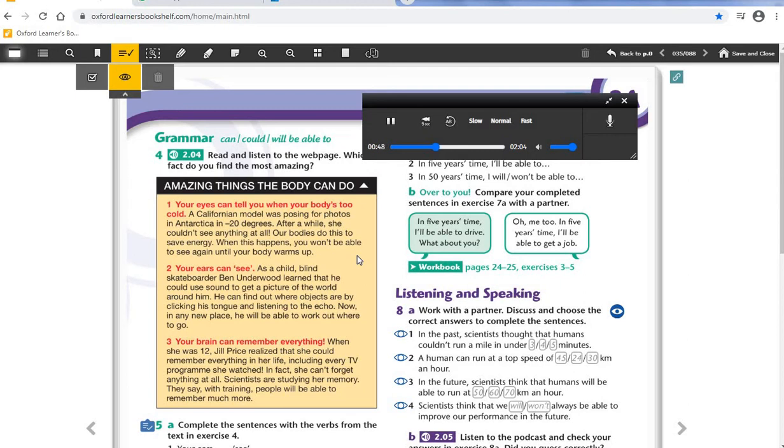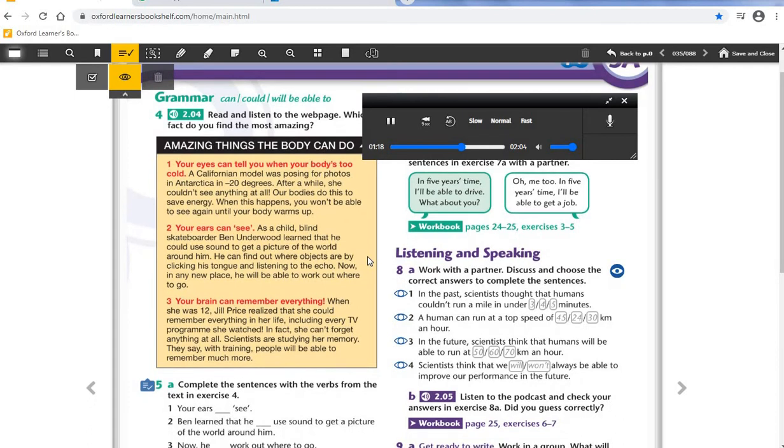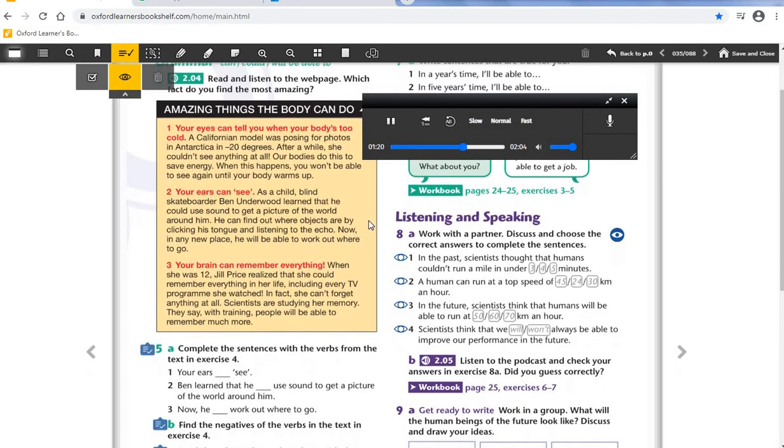2. Your ears can see. As a child, blind skateboarder Ben Underwood learned that he could use sound to get a picture of the world around him. He can find out where objects are by clicking his tongue and listening to the echo. Now, in any new place, he will be able to work out where to go.